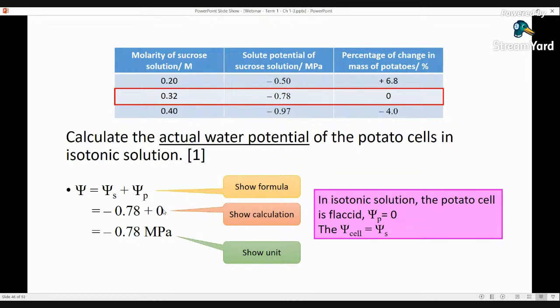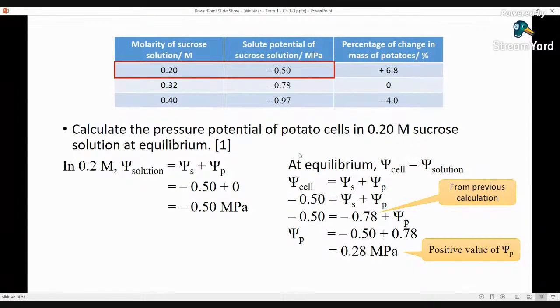Pressure potential is 0 because there is no change in the mass, and the cell is flaccid. So for a flaccid cell, the pressure potential is 0. That means the water potential of the potato cells is negative 0.78. This one is easier. Then calculate the pressure potential of potato cells in 0.2 molarity sucrose solution at equilibrium. Okay, equilibrium.